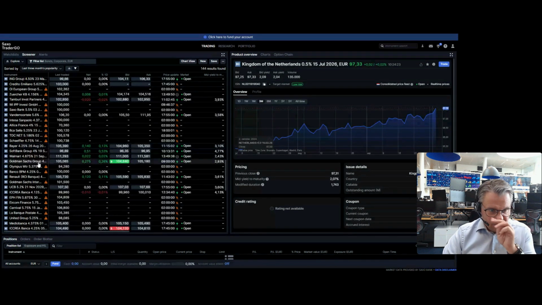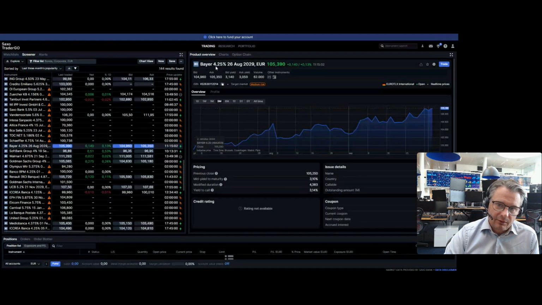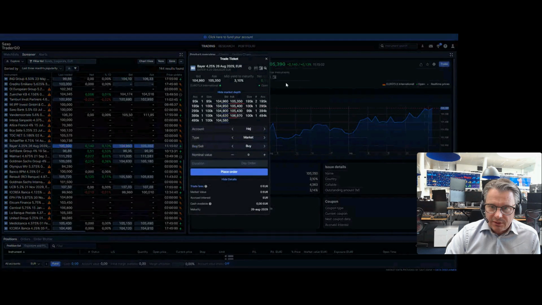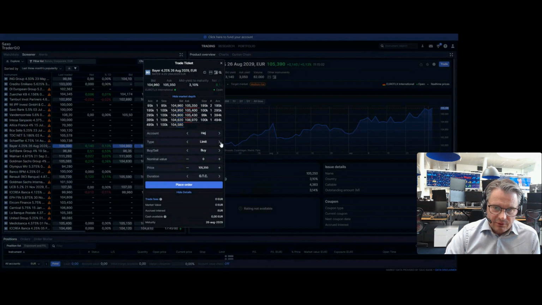So let's see if we can find one and have a more detailed look at that one. It shows this one, a Bayer 4.25%, maturing in 2029. So let's say I was interested in trading in that. I will open the trade ticket, and this again is very similar to other kinds of instruments, but there is one unique feature that you may want to have a look at, and that is the concept of accrued interest. So when you trade bonds, you pay accrued interest to the previous owner of the bond, basically.